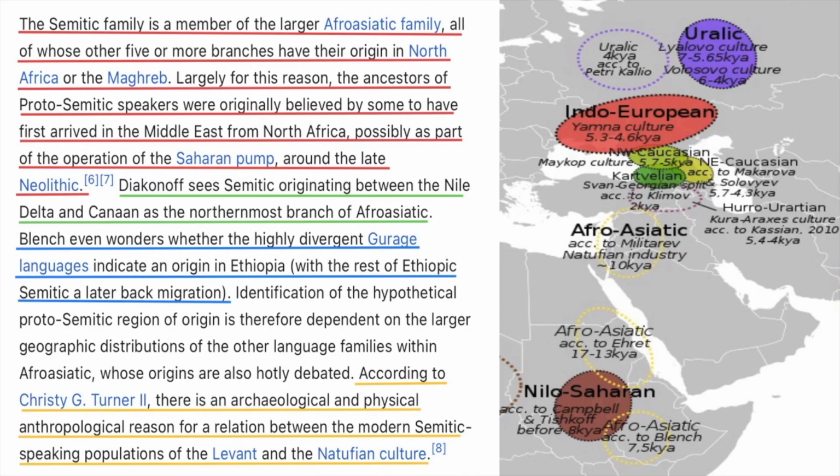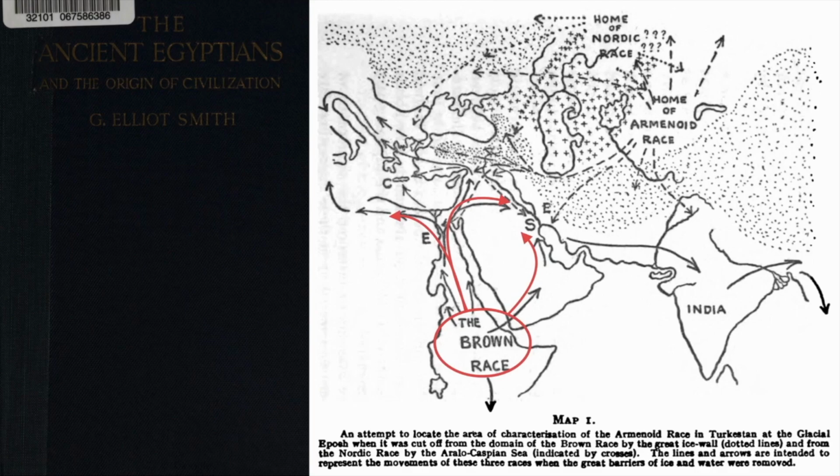Now, this is fairly interesting because we know that the Horn of Africa is actually one of the believed origins for Semites. Dinkoff sees Semitic originating between the Nile Delta and Canaan as the northmost branch of Afroasiatic. Now, Bench even wonders whether the highly divergent Gurage languages indicate an origin in Ethiopia, with the rest of Ethiopic Semitic a later back migration. And as you can see on the image to the right, Bench has an origin of Semites coming from the Horn, the exact same place where Elliot Smith has the origins of the brown race. So this is fairly interesting.